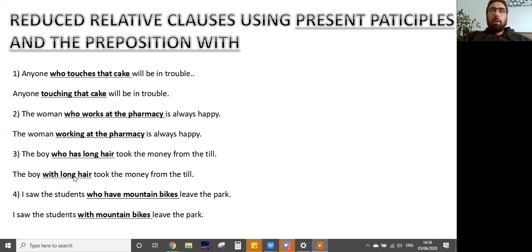So the boy with long hair took the money from the till. So the verb has can change to with, and we drop the relative pronoun. I saw the students who have mountain bikes leave the park. I saw the students with mountain bikes leave the park. Okay, so this is with the present simple and with the verb have and has.